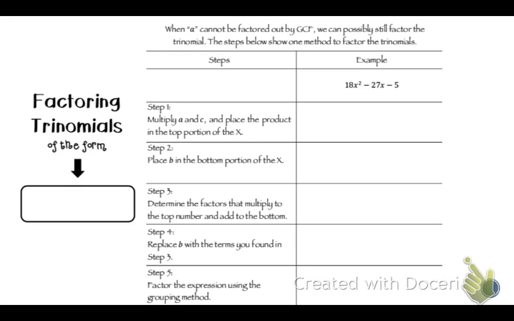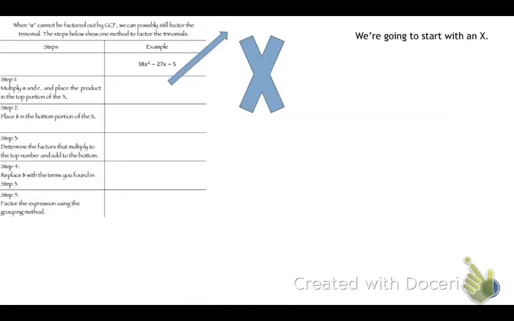And now let's get into factoring binomials or trinomials of the form ax squared plus bx plus c. So now we just have an a. We've created this a. So the first thing we're going to do, sorry, I needed more room, is draw an X. Start with a big X, okay?